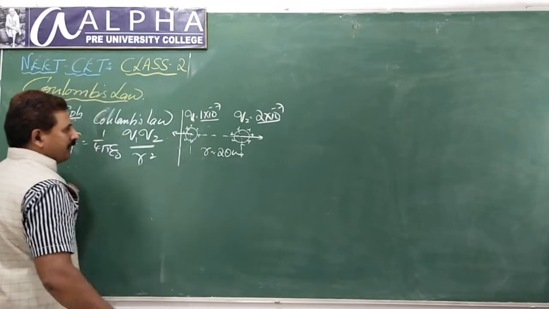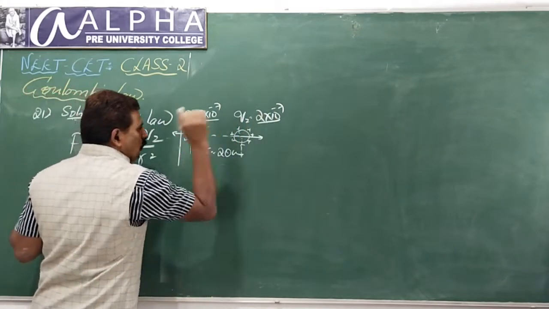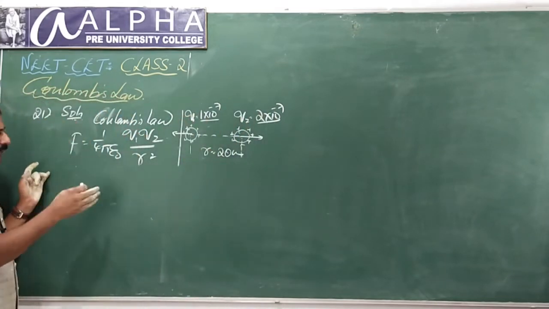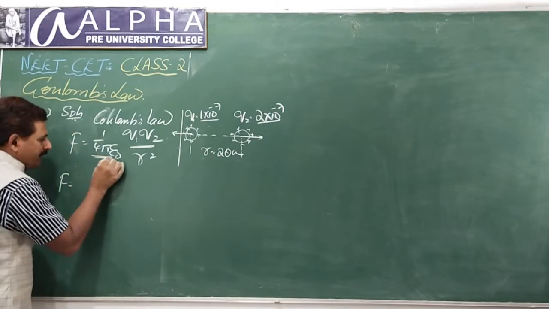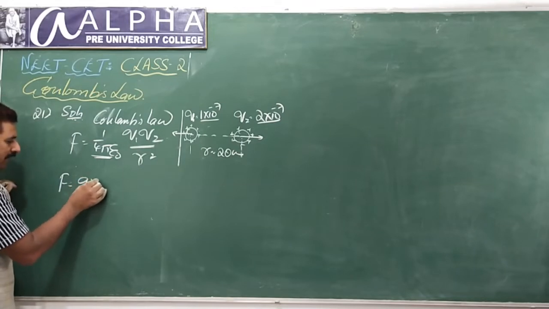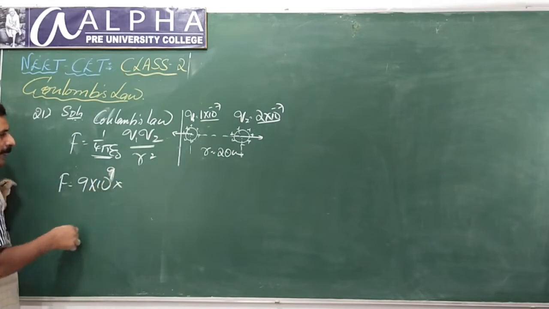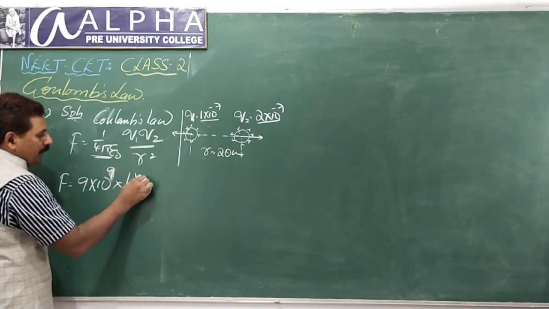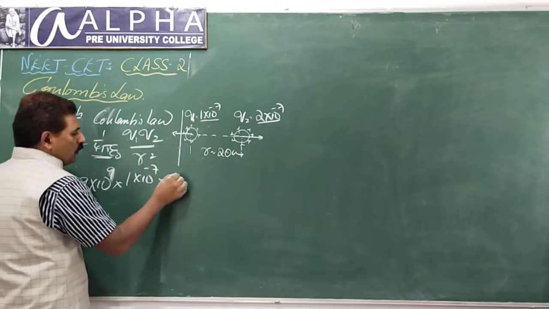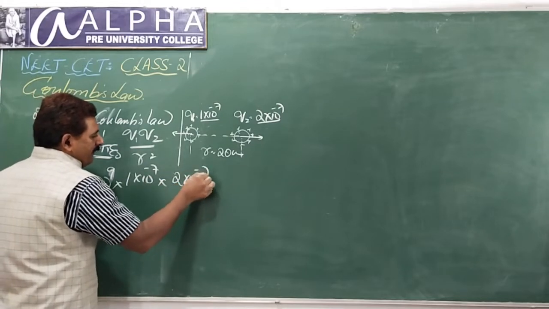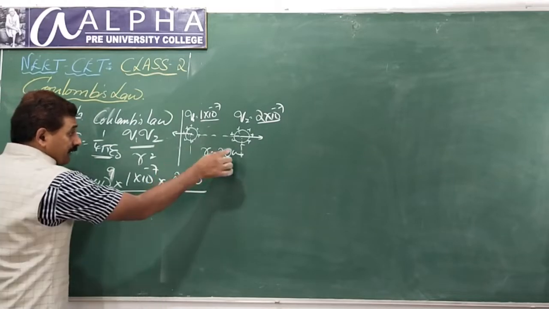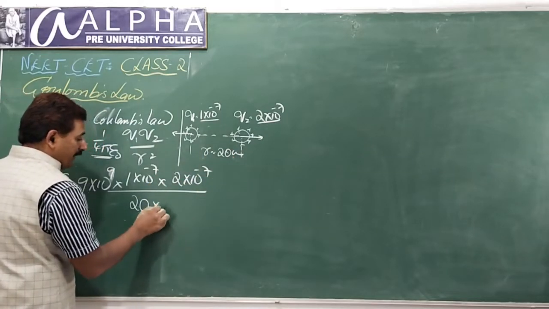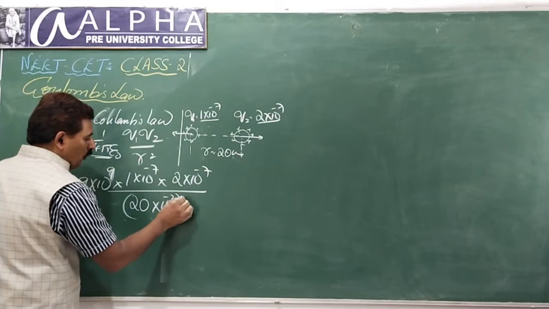Separation 20 centimeter. Charge values 1 and 2, 10 power minus 7. It's very simple. Write the values. F equals, what is 1 by 4 pi epsilon 0? You know very well, 9 10 power 9. Get it by heart. You should bear in mind. What is Q1? 1 10 power minus 7. What is Q2? 2 10 to the power minus 7. Divided by R. What is R? 20 centimeters. What is 1 centimeter? 10 power minus 2 meter, whole square.